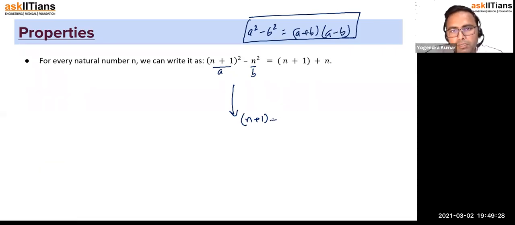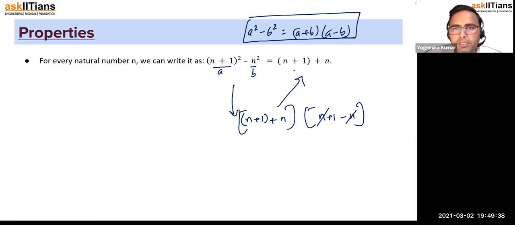So n plus 1 plus n, and then n plus 1 minus n, right? So n gets cancelled. Are we left with this only or not? Tell me, right? So this is how this property is given. Any number, suppose it is 4 square minus 3 square, the next number, right? So what will it be? Just do the sum of them, right? What will we write here? 7 means 4 plus this.